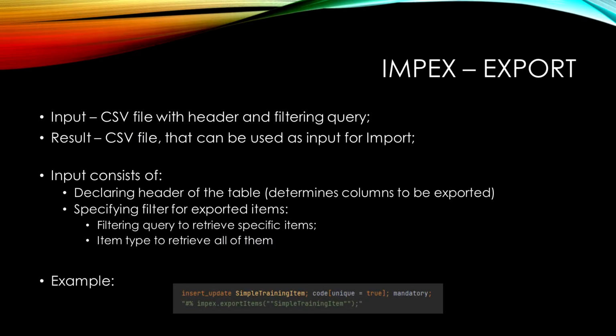For export, you provide a CSV with the header and filtering query. As the result, you will get a CSV file. Input consists of a header that specifies columns for export, and a filtering query or just the item type.